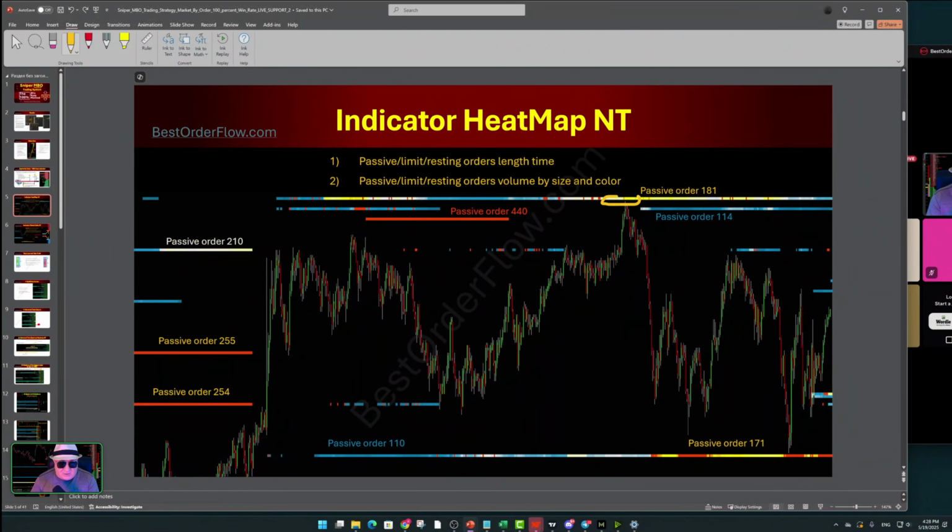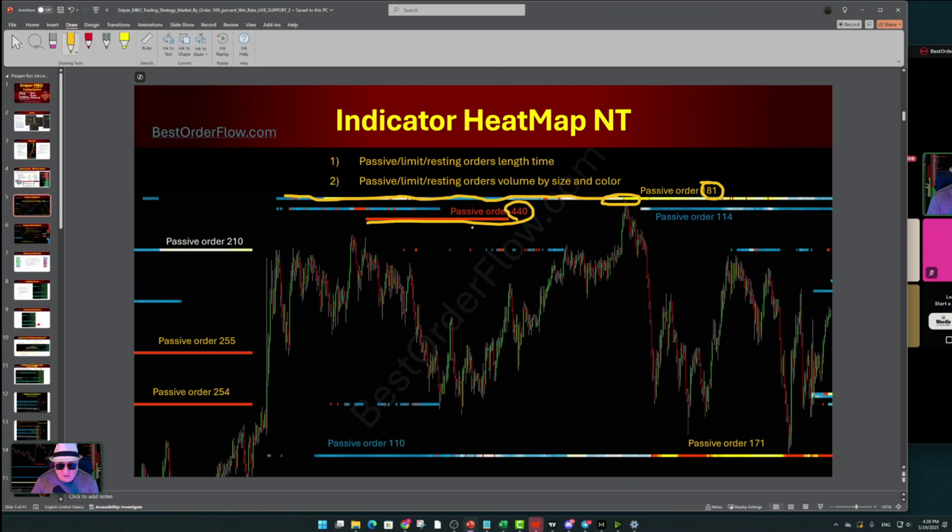This is historically on a heat map. We're seeing that somebody was sitting there for a long time, and we're seeing that passive order 181 sitting there for quite a while. Somebody was sitting here, 440, but for a short period of time. They actually withdrew. They actually flipped out. They're gone. But somebody had a serious intention over here.